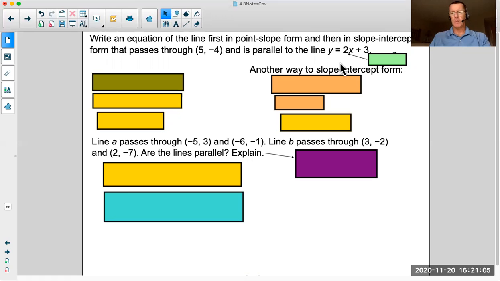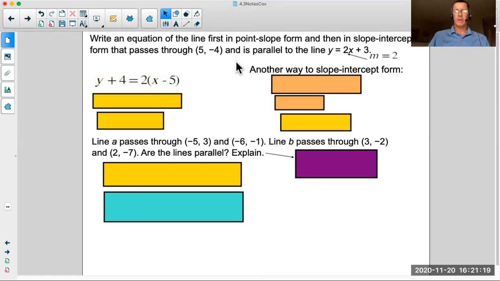And this one happens to be in what form? Yeah, slope-intercept form. So we know that 2 is the slope of that one, which means that our line also has a slope of 2. So m equals 2. So we can plug into point slope form, plugging in negative 4 for y sub 1.